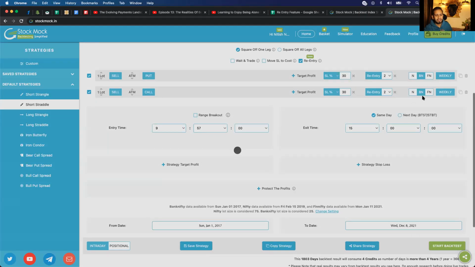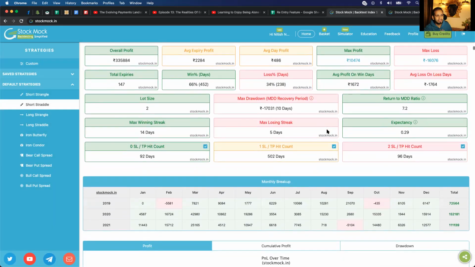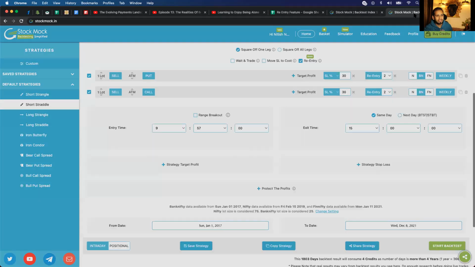Oh, I tested it for Bank Nifty by chance. Let me test it for Nifty, but let's see the result. Until the results come, let's see what's the result for Nifty here. It's 486 rupees, 17,000 drawdown and 0.29 expectancy. We have 3 losing months and not that great a thing. So I'll test it for Nifty. I'll change it.